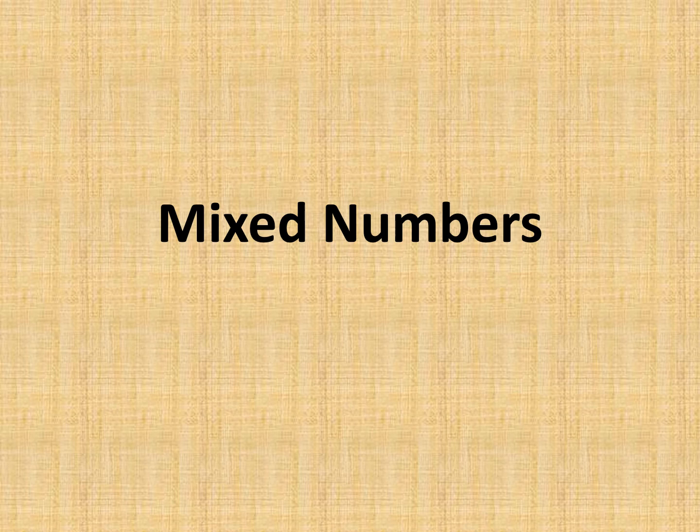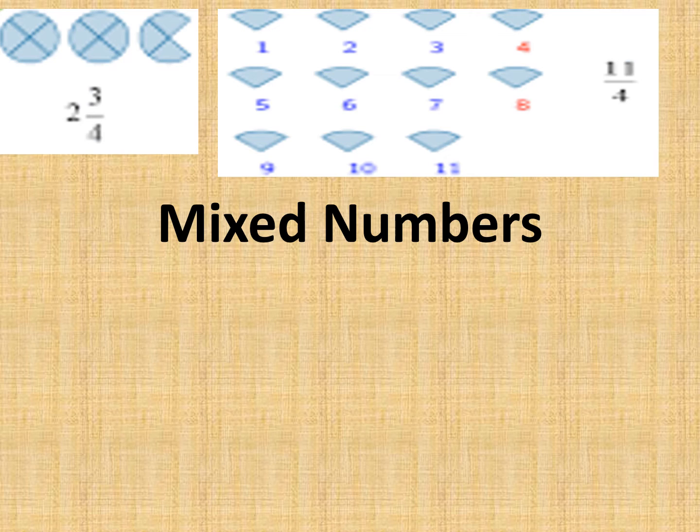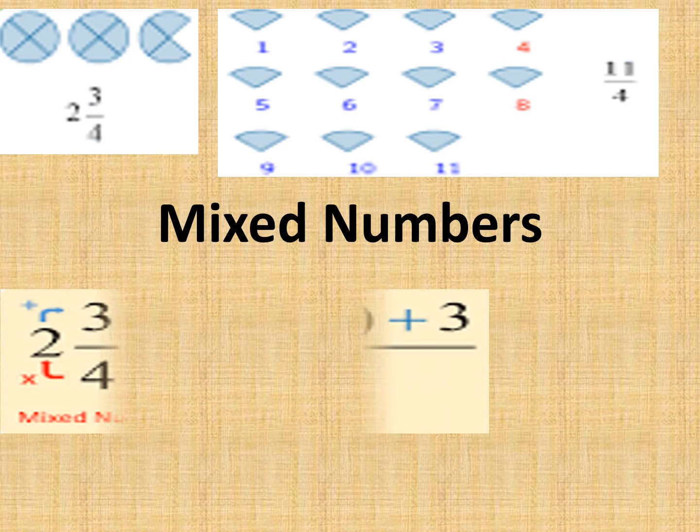Now let's remember what a mixed number is. A mixed number is a number where we write a whole number and a fraction at the same time, like 2 and 3 over 4. 11 over 4 is an improper fraction, since the numerator is greater than the denominator, so it can be written as a mixed number.